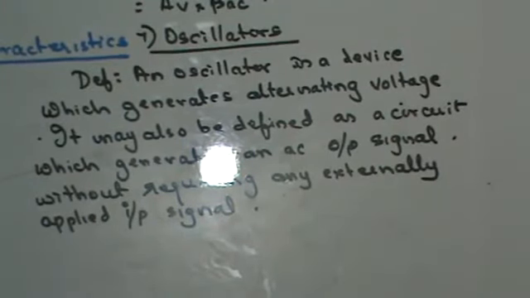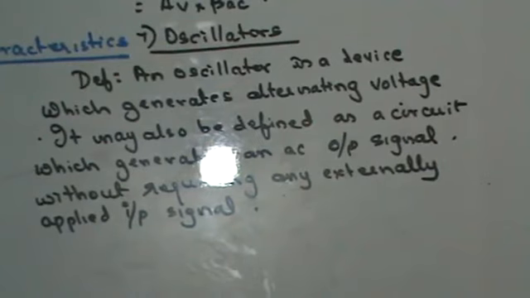So in short, I can say an oscillator converts DC energy into AC energy at high frequency. So I can say that an oscillator is nothing but the exact opposite of a rectifier. What does a rectifier do? It converts AC to DC. What does an oscillator do? It converts DC to AC. Fine, do you get this thing here?